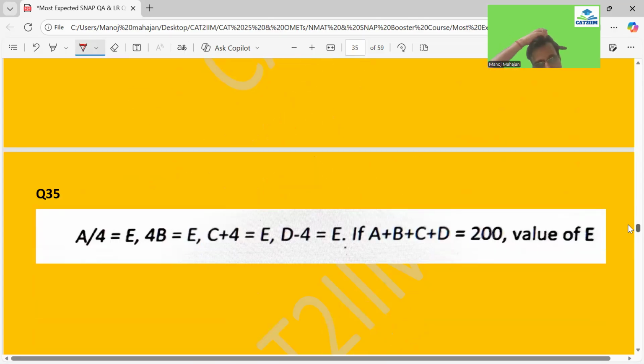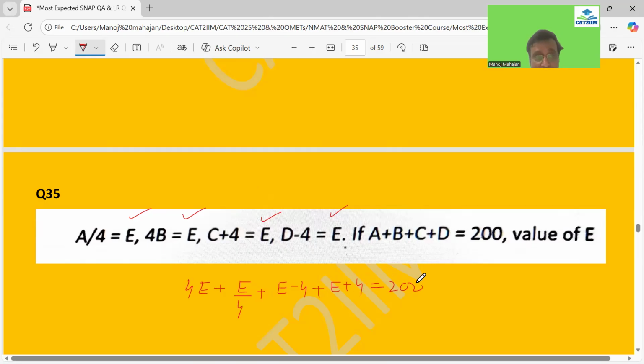Again, such a question should not be difficult in solving. So everything is given in terms of E out here. So just replace A, B, C, D with E. So what is A? 4 times of E. What is B? 1/4 of E. What is C? E minus 4. What is D? E plus 4. That's it. And you can get the answer.